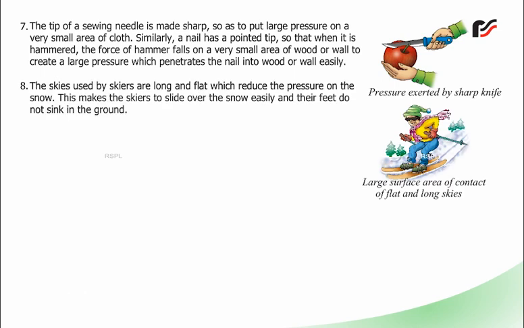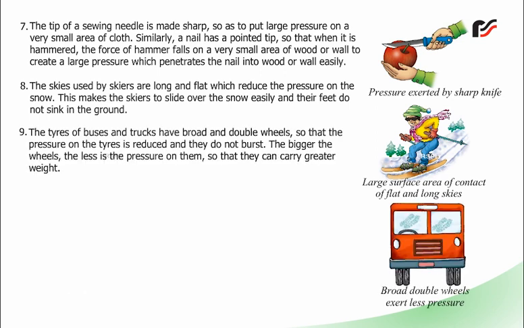8. The skis used by skiers are long and flat, which reduces the pressure on the snow. This makes the skiers slide over the snow easily, and their feet do not sink in the ground. 9. The tires of buses and trucks have broad and double wheels, so that the pressure on the tires is reduced and they do not burst. The bigger the wheels, the less is the pressure on them, so that they can carry greater weight.